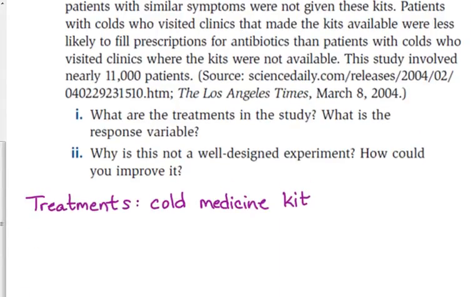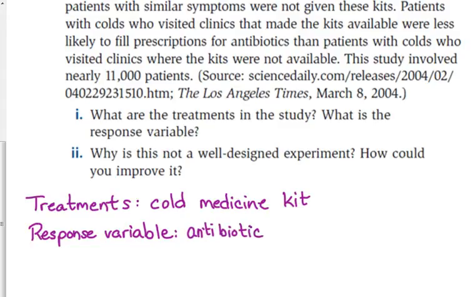So what is the response variable? What are we trying to measure? Yeah. How many people fill their prescription? Whether they actually fill their prescription or not is the response variable. We're not trying to measure how long does their cold last, does their cold go away, whatever. We're trying to figure out, does receiving this kit prevent them from filling their antibiotic?